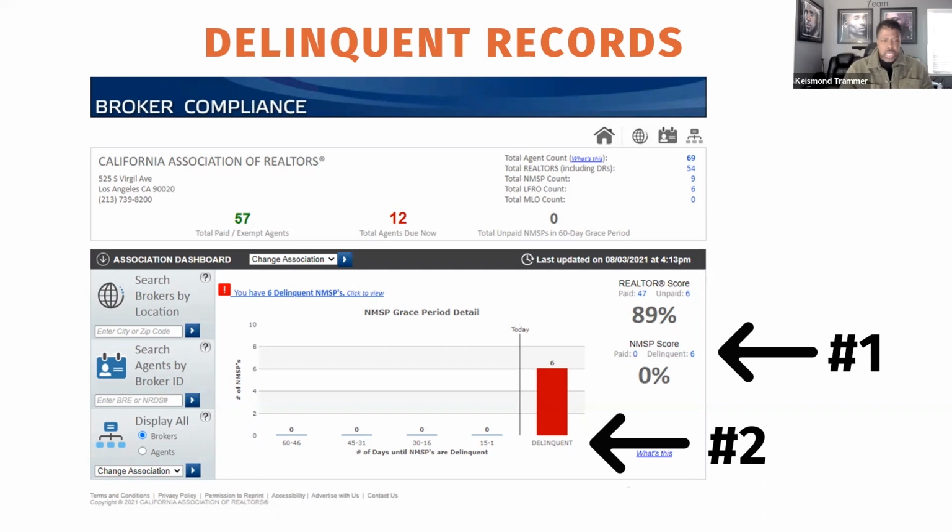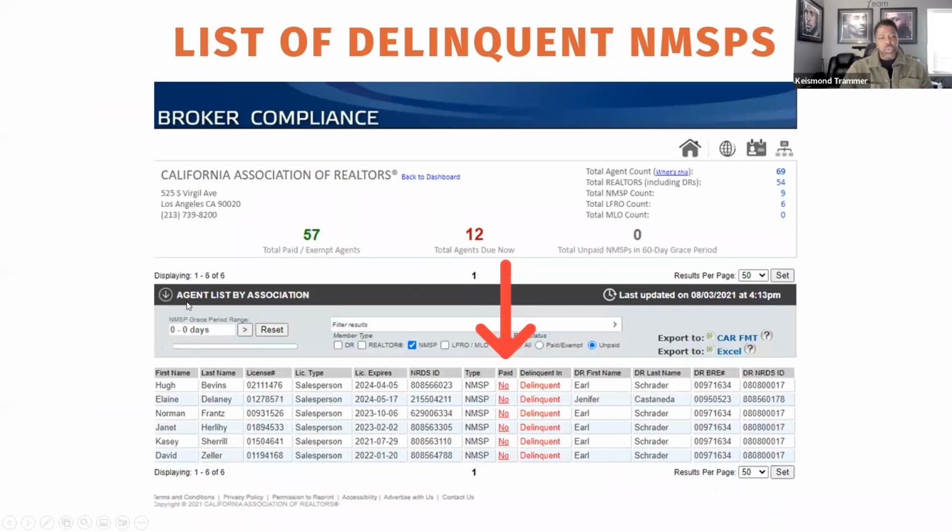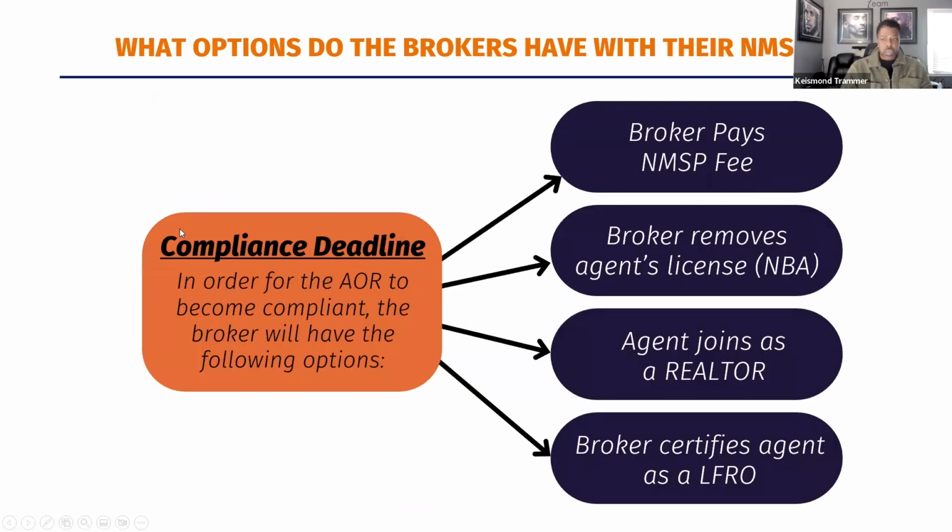Now, in order to see a list of your delinquents, you can either click on where it says delinquent, where it has the count, number 1. Or number 2, you can click on the delinquent section, and it will provide you with a list of all of your delinquent agents. And so really the goal now is to get a communication out to the broker regarding these delinquent agents.